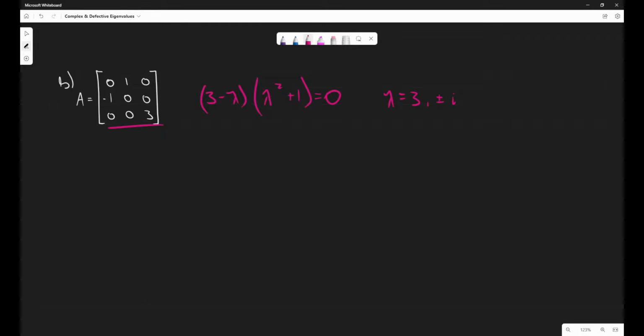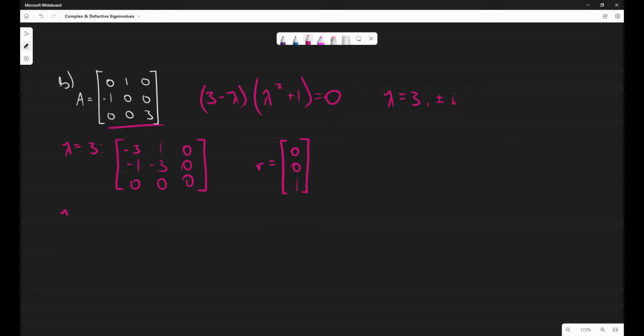And so we can just get rid of the first one. When lambda is equal to 3, we will get a matrix of -3, 1, 0, 0, 0, 0. And this will give us an eigenvector of 0, 0, 1.